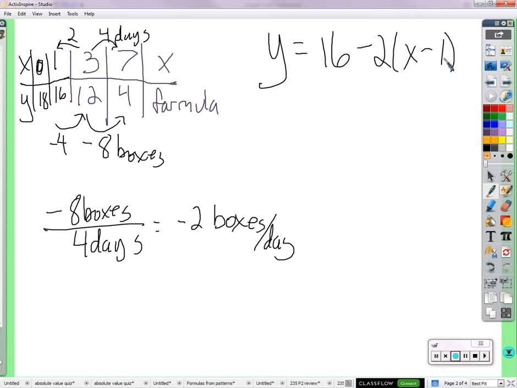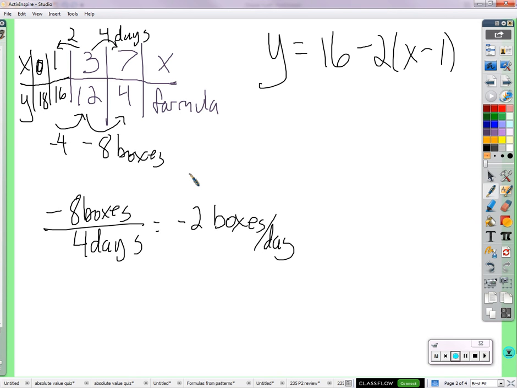We could have started with day 7. It's just that instead of 16, it would have been 4. Still, we're subtracting 2. And instead of X minus 1, it would be X minus 7. Because we just get rid of all those 7 days. We just need to know how many more days until the Xth day. So from day 1, let's get rid of the first day, and that leaves how many days it is until day X, whatever that day might be. So there it is, a formula for finding the number of boxes on day X starting at day 1.